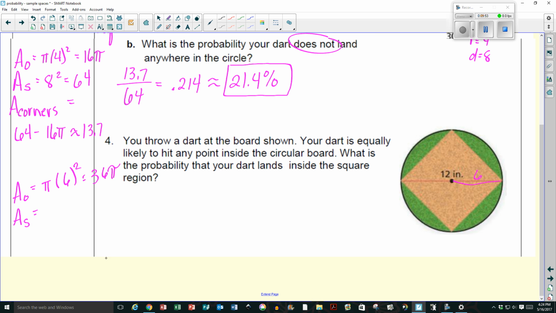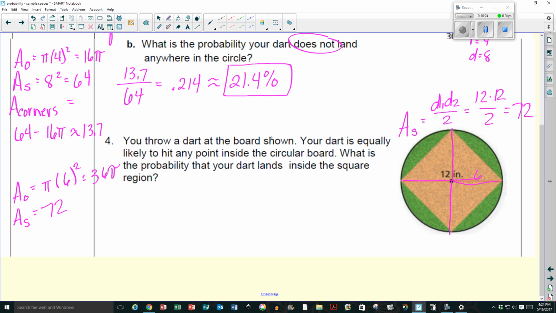Just leaving it as pi because it's easy to type in the calculator that way. Now, if you'll remember when we were doing area of a rhombus, we talked about how the area of a square could also be diagonal 1 times diagonal 2 divided by 2, because since a square is a rhombus, it can use the same formula. Well, if this diagonal is 12, then isn't this diagonal 12? So 12 times 12 divided by 2. So the area is 72. So the area of the square is 72.